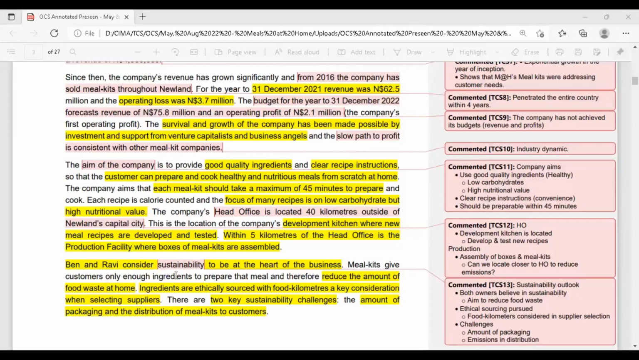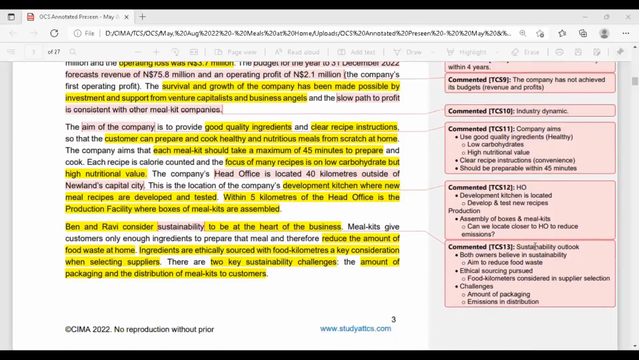Ben and Ravi consider sustainability to be the heart of the business. So this paragraph gives us an indication about the sustainability outlook of the company. Both owners believe in sustainability. So because of that, the company, in an overall sense, tries to reduce food waste as much as possible. And the company is pursuing ethical sourcing. So they are considering something called food kilometers when it comes to supply selection.